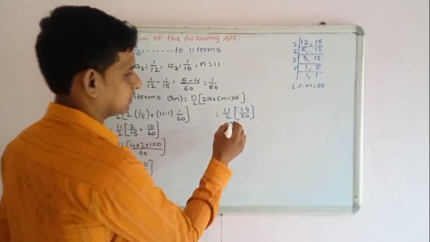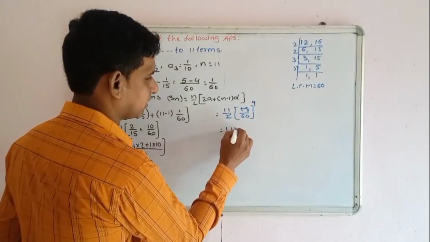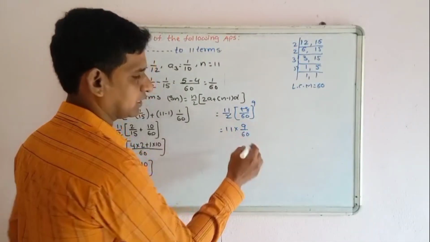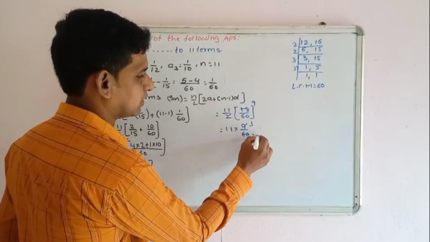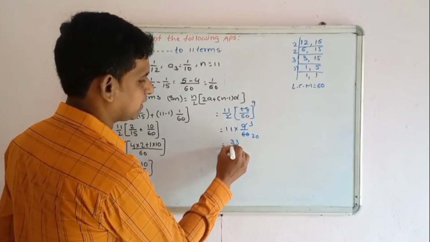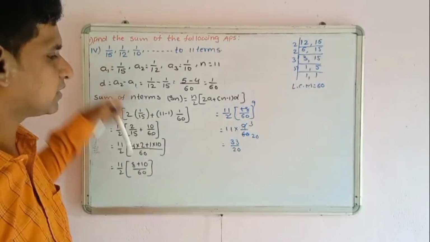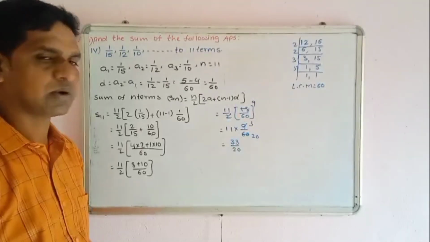18 by 60. Now see, 2 9 times. So 11 into 9 by 60. Again 3 times, 3 20 times. So 11 3 is 33 by 20. So the sum of the first 11 terms in the given sequence is 33 by 20.